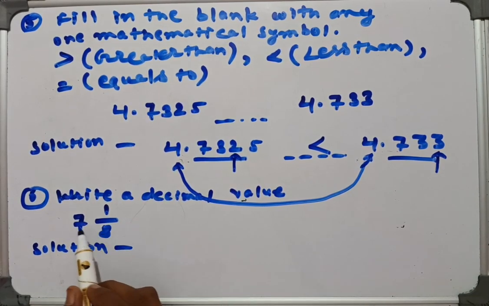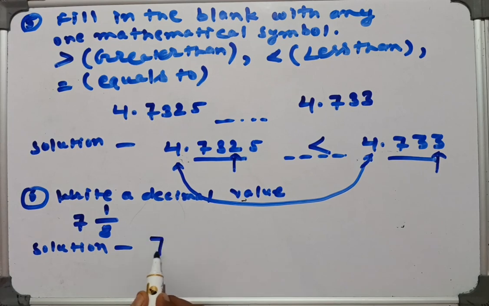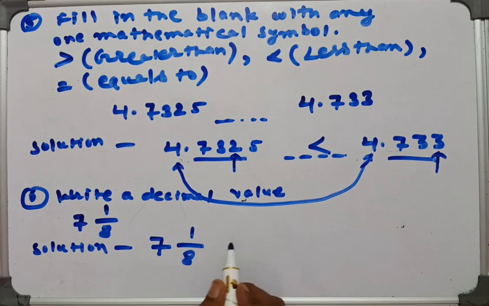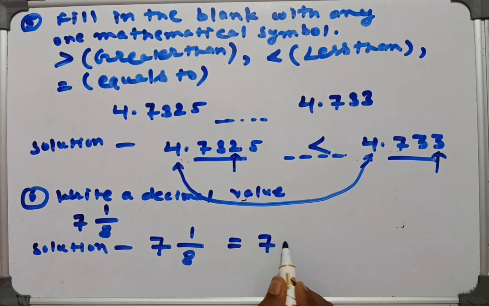Guys, see this number 7, then 1/8. Okay, this is an example of a mixed fraction. If you don't know about a mixed fraction or you want more clarity, please see my earlier YouTube video based on mixed fraction. Link is given in the description box. Okay guys, so we can write it as 7 plus 1 by 8. Now 1 by 8 value is unknown here.